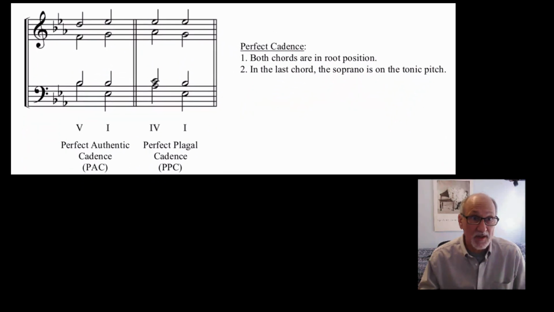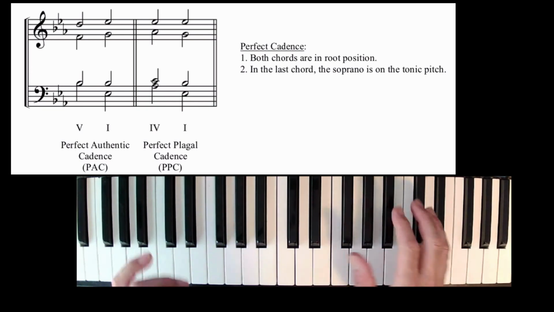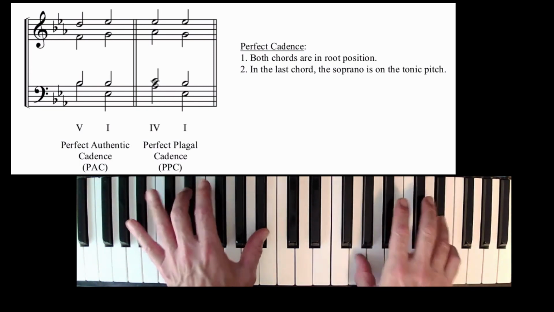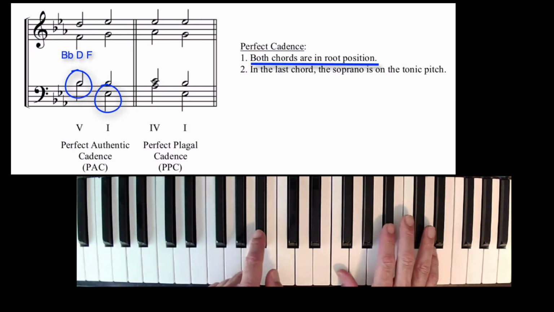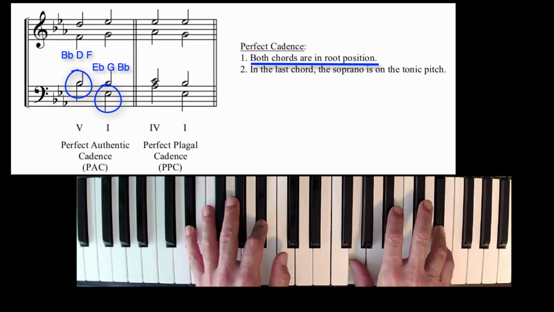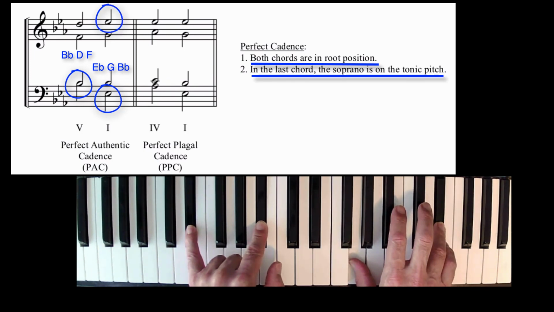So here is an example of a perfect cadence in the key of E flat. Here's the 5 chord going to 1. Both chords are in root position. In other words, the first chord is a B flat D F chord, the 5 chord, going to a 1 chord, which is an E flat G B flat chord. The root is at the bottom, and also in the last chord, the root is at the top. So it is a perfect, authentic cadence.